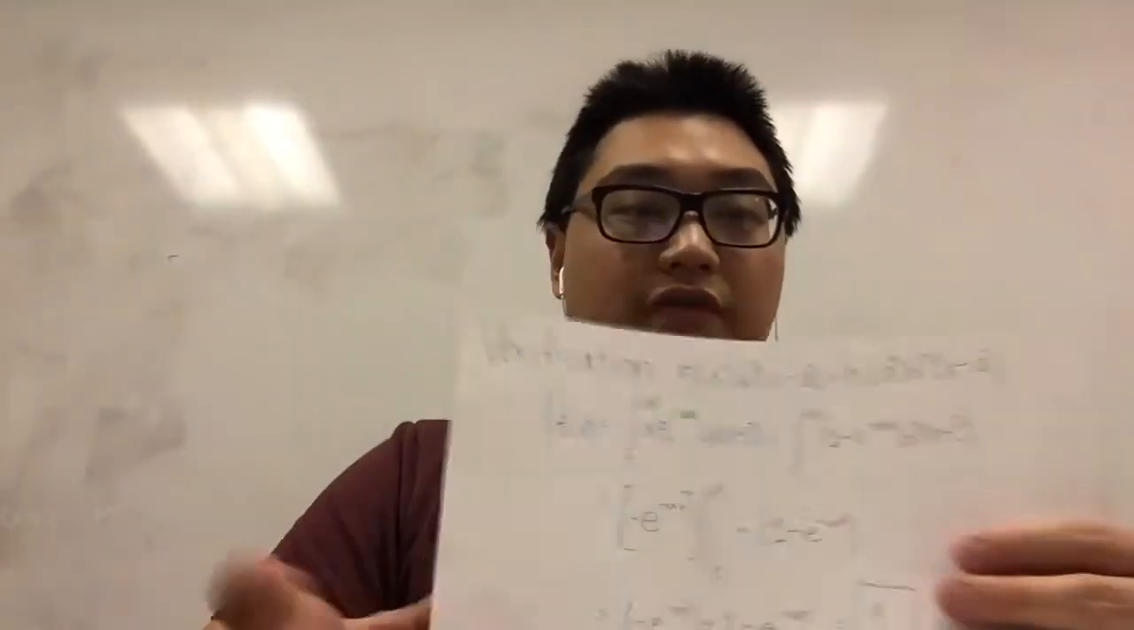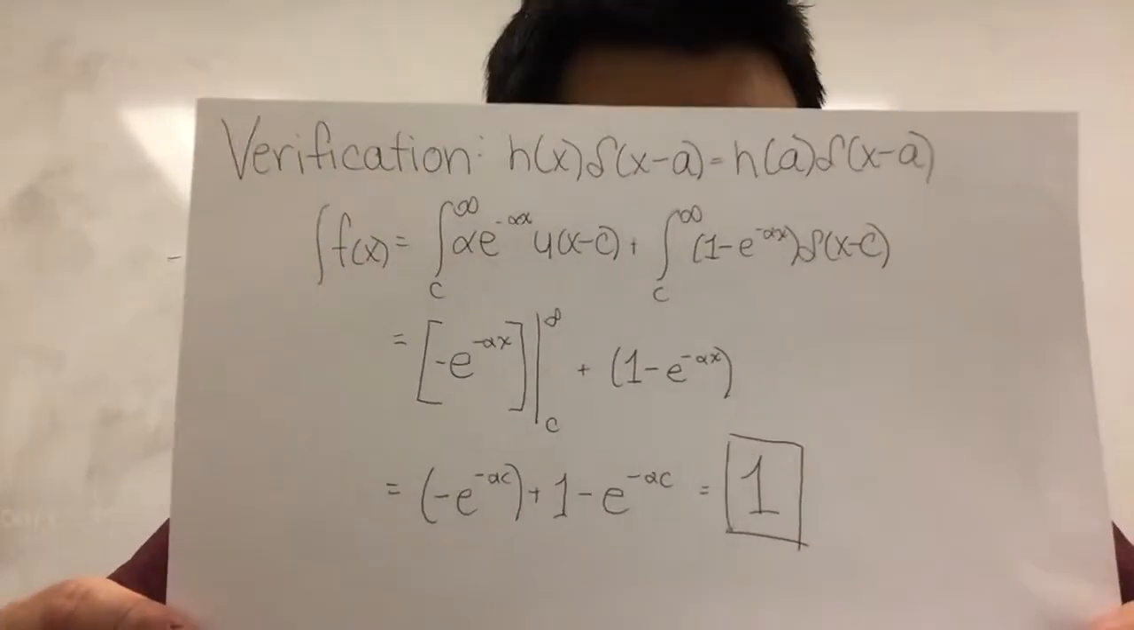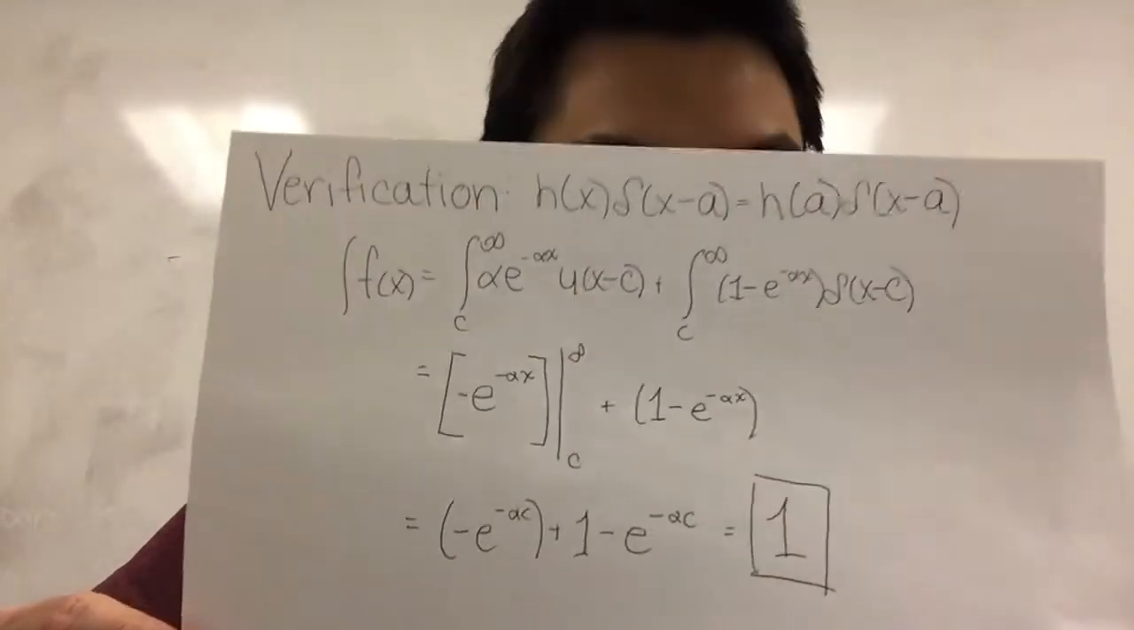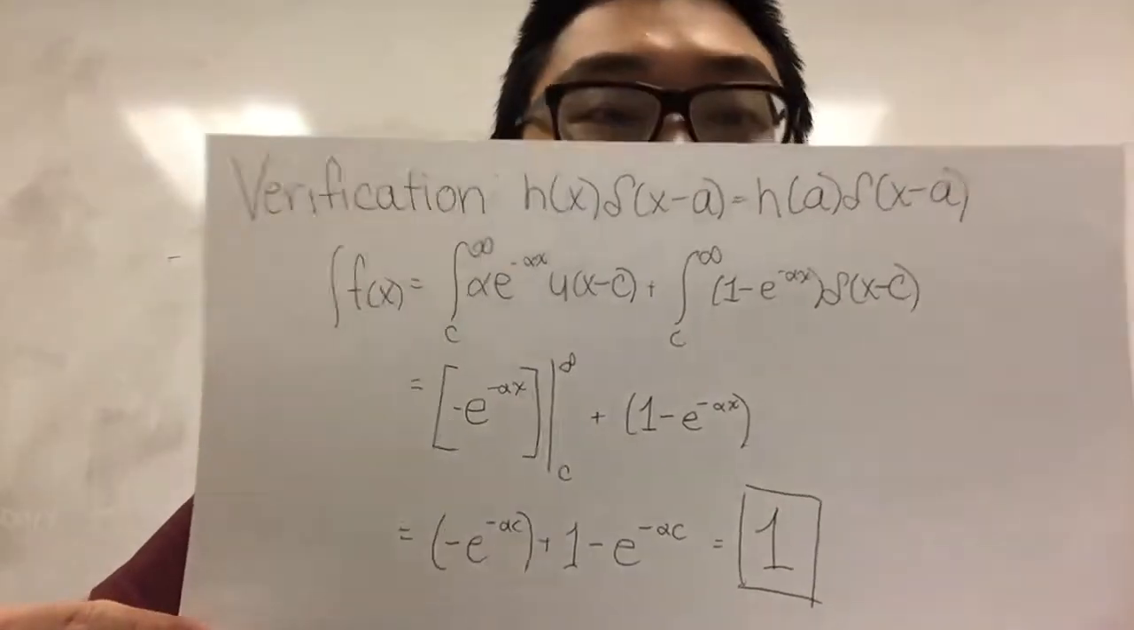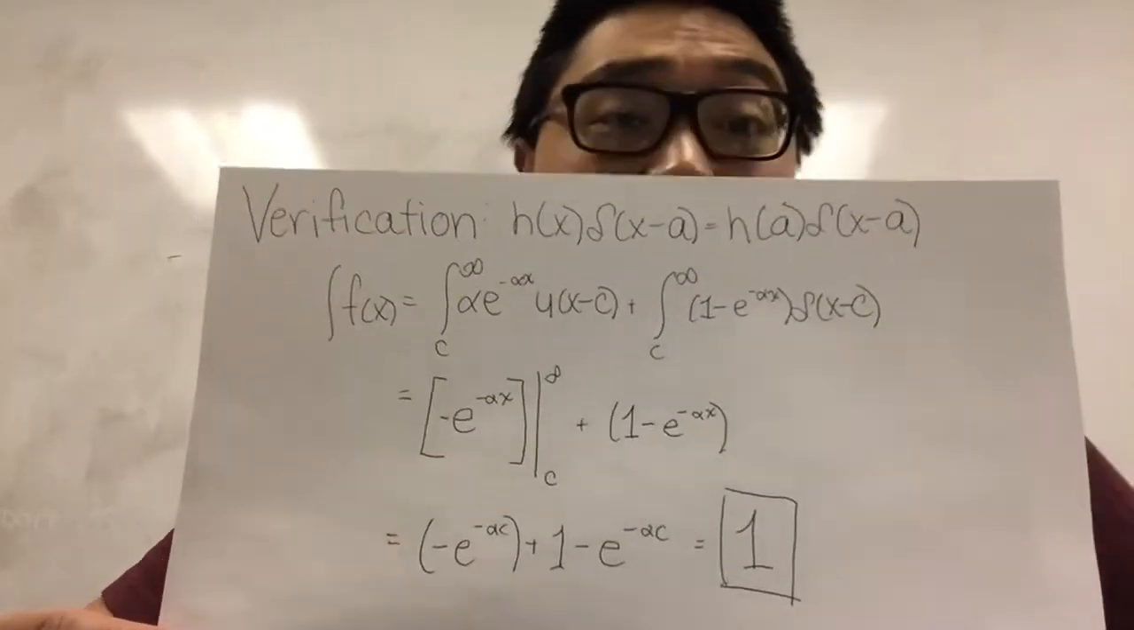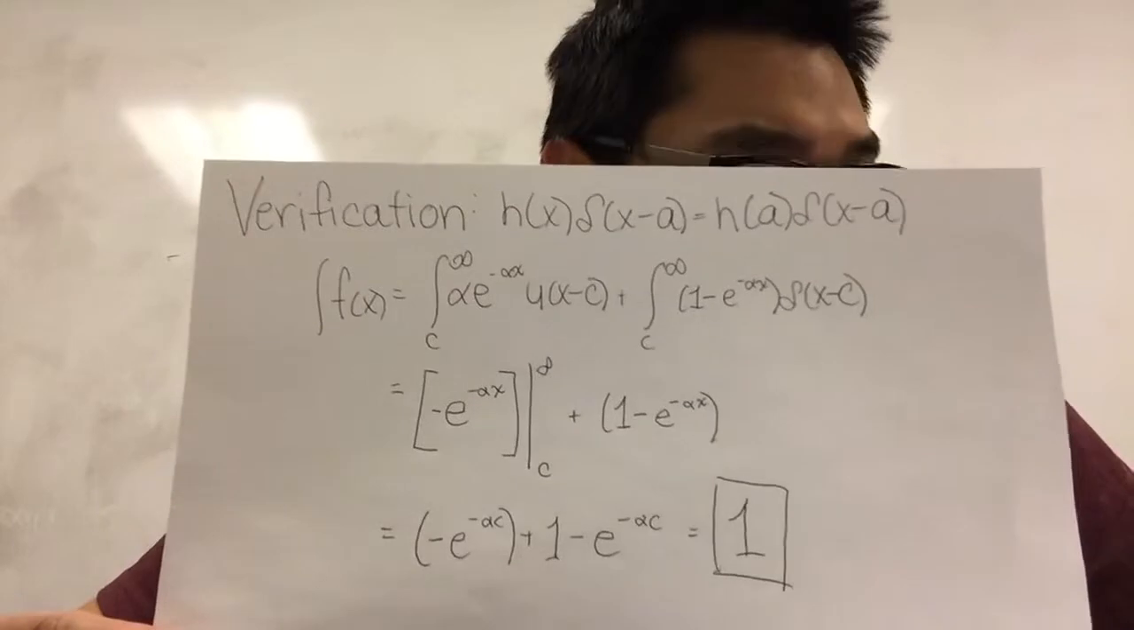Okay, all right, so final part, we're trying to see if little f of x is a valid probability density function. And basically over here, we use a property of the impulse function, which is given over here: h of x times the impulse function of x minus a equals h of a times the impulse function of x minus a. Essentially, we use that to verify whether or not it is a valid probability density function.